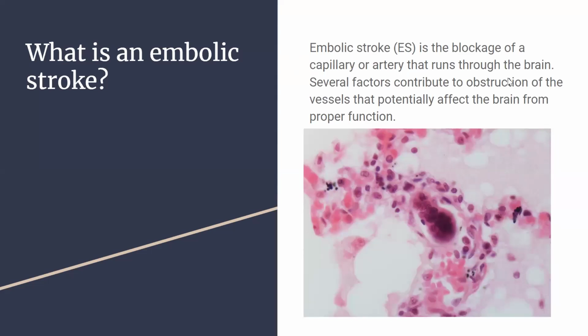What is an embolic stroke? An embolic stroke involves obstruction within the capillaries, arteries, or arterioles in the brain. Whenever there is an obstruction, it prevents blood from flowing to areas of the brain, and this can cause damage to the sensory or motor control abilities of the body.